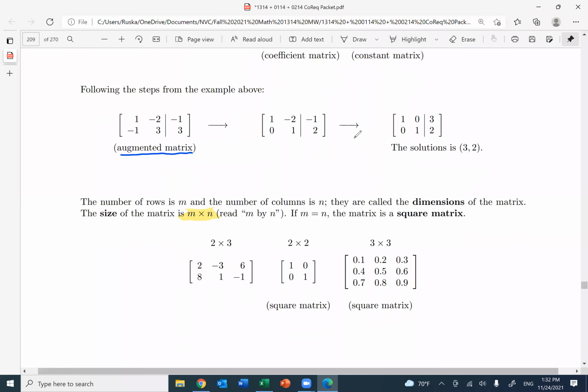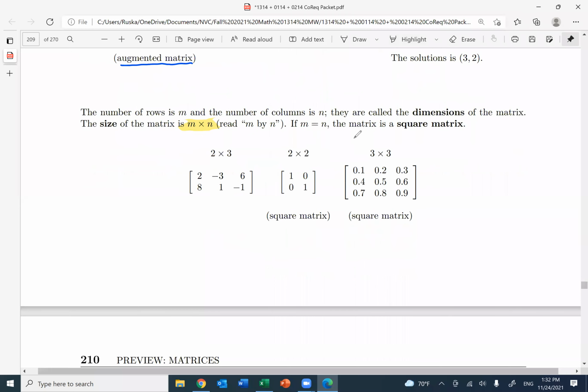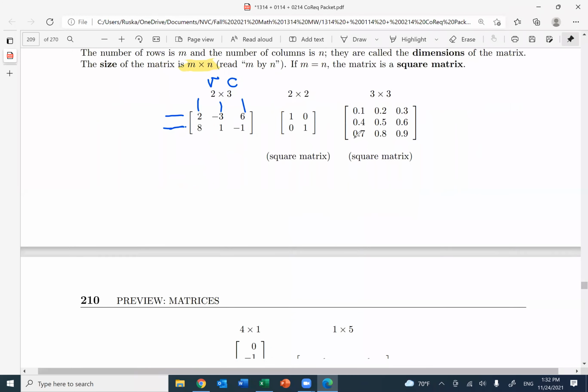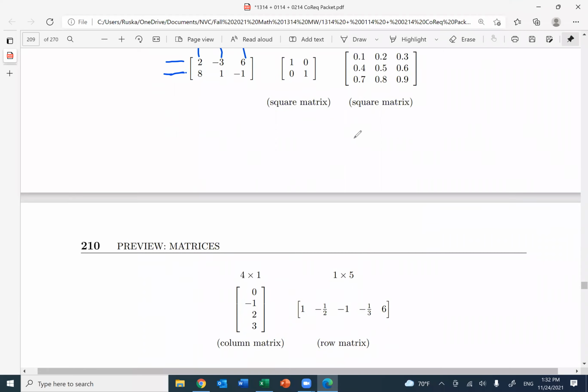So here you have examples. One matrix has dimension 2 by 3. That means 2 rows and 3 columns. So the first number always represents the row, and the second number always represents the column. So you have 1, 2 rows, and 1, 2, 3 columns. Everybody see that? The second matrix is like a table, like an Excel table. You have a 2 by 2 because 2 rows, 2 columns. The next one is 3 by 3. And the last two are square because they have the same rows and columns.